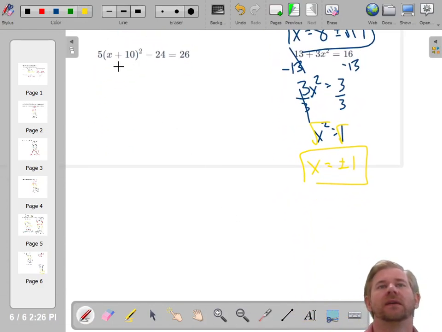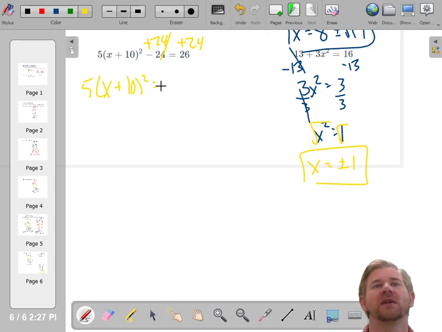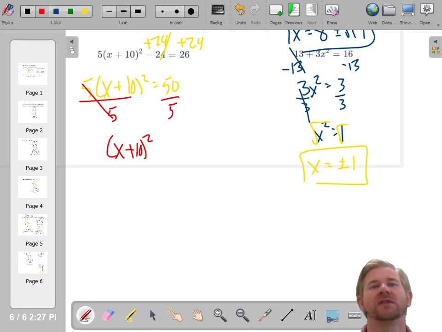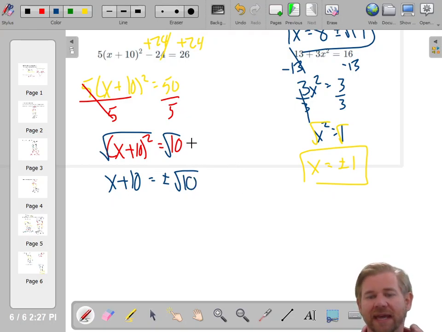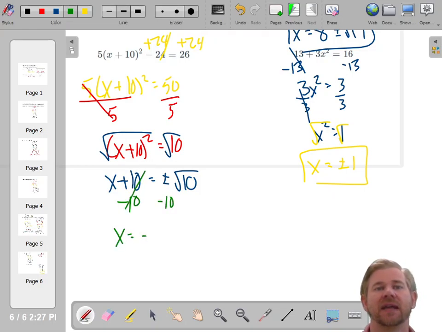Last one, get the squared binomial by itself, so add 24 to both sides. 5 times x plus 10 squared equals 26 plus 24 is 50. Divide by 5. X plus 10 quantity squared is 10. To undo squaring, we square root. X plus 10 equals plus or minus the square root of 10, which is not nice. The square root of 10 is 3 point something. It's a decimal again, so we can't simplify that. But we can subtract 10 on both sides and get negative 10 plus or minus radical 10.